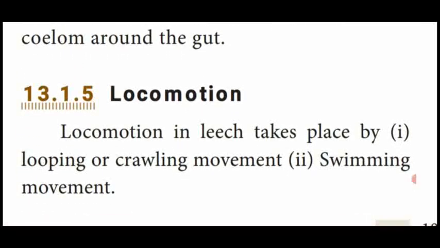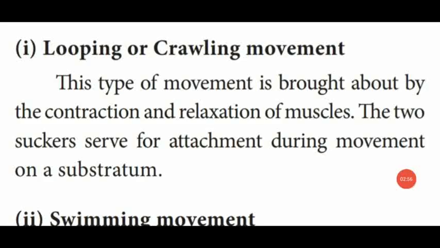Another one, locomotion. What is locomotion? Movement from one place to another place is called locomotion. Locomotion in leech takes place in 2 methods. One is the looping or crawling movement. Another one is the swimming movement. Dear students, first one, looping or crawling movement.